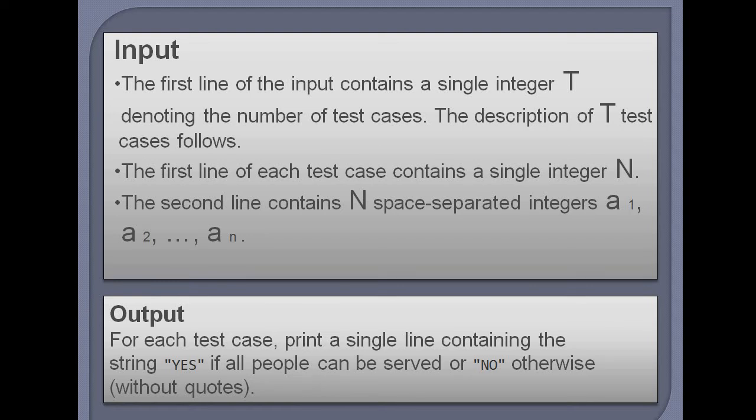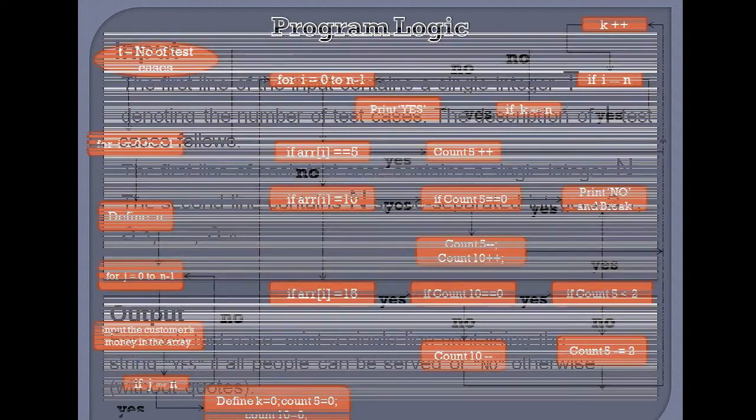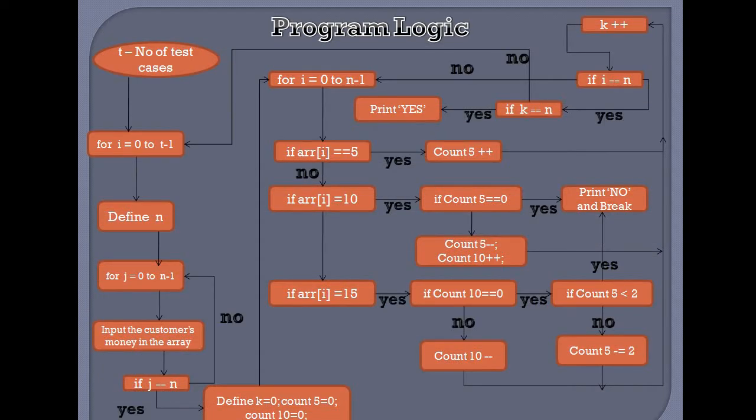As far as output is concerned, for each test case, we have to print a single line containing the string yes if all people can be served, or no otherwise. Let's talk about the program logic.